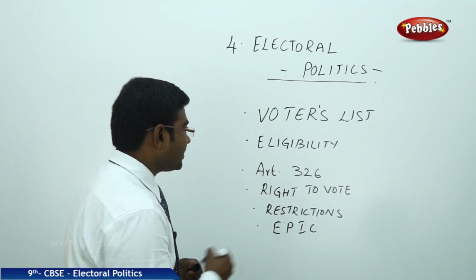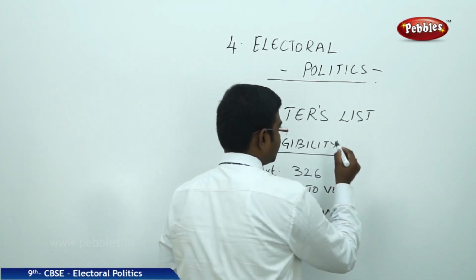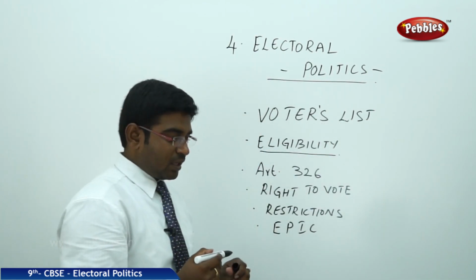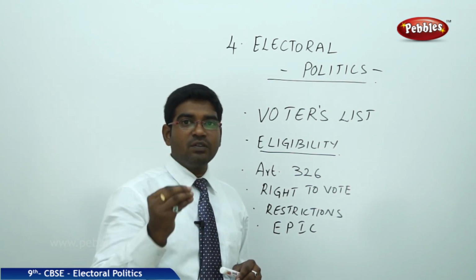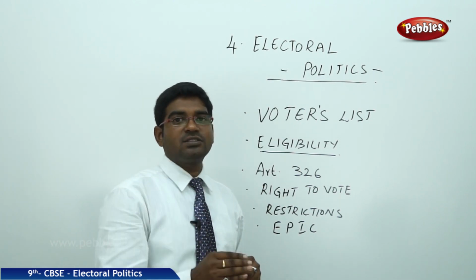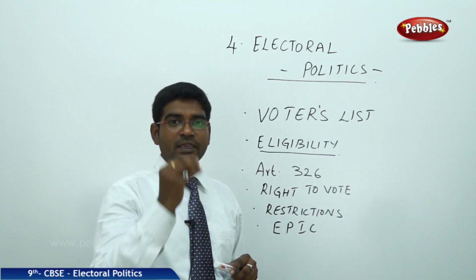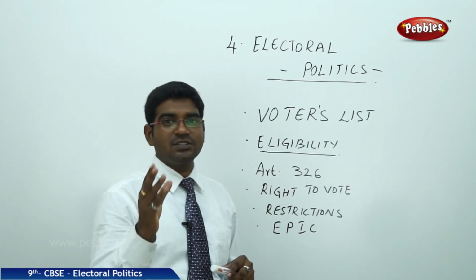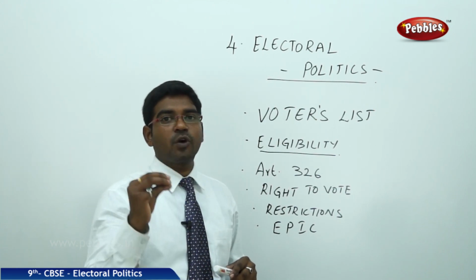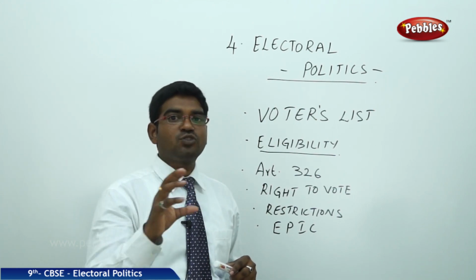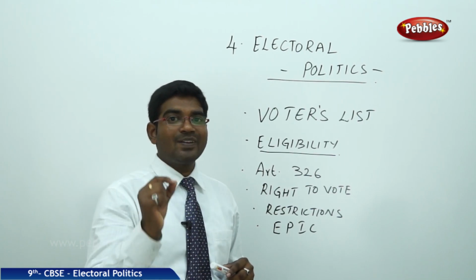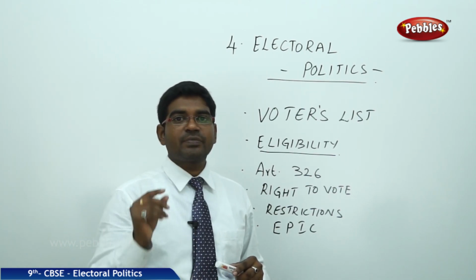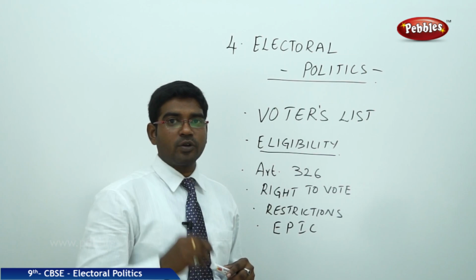Now, what is the criteria to give the right to vote? Any individual, he may be a richer person or a poor person, he may be following any religion. India doesn't support any religion officially. Any language-speaking person, any cultural practice person, whoever attains 18 years of age is eligible to vote.